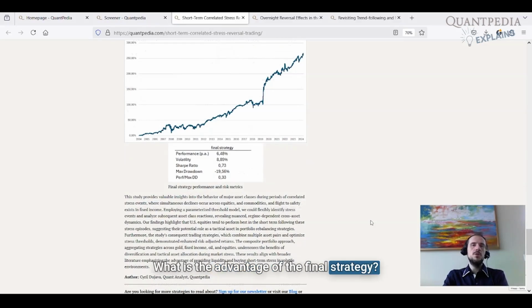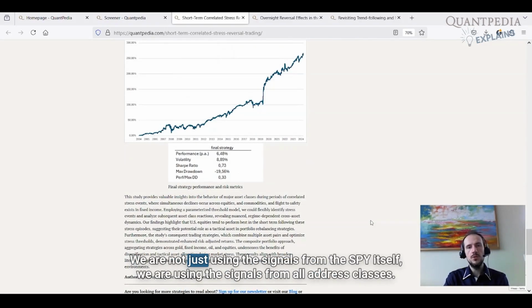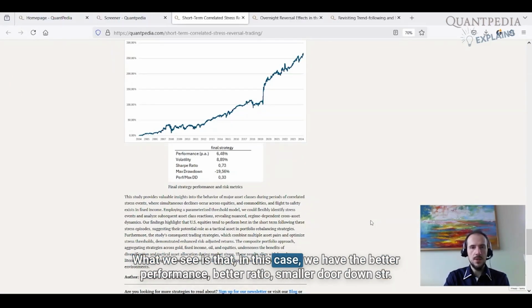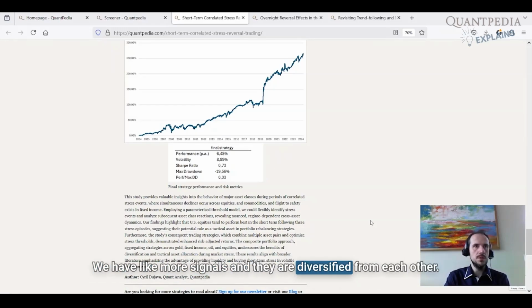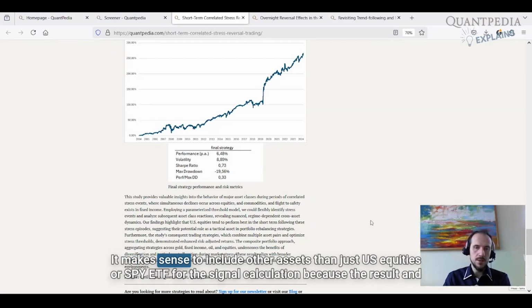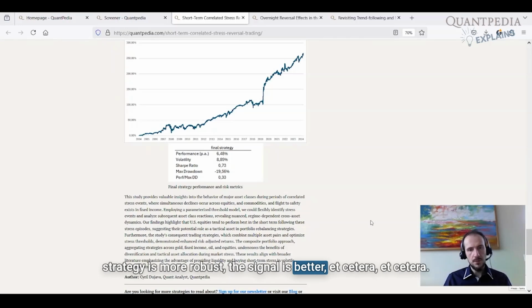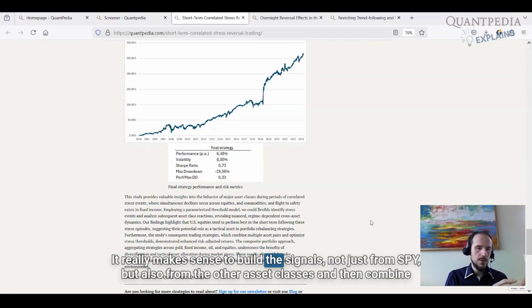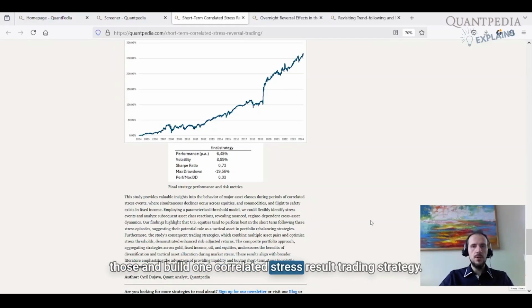What is the advantage of the final strategy? We have diversified signals. We are not just using the signals from the SPY itself, we are using signals from all other asset classes. In this case we have better performance, better Sharpe ratio, smaller drawdown, etc. We have more signals and they are diversified from each other. Once again, US equities or the SPY react very well, so we can build the reversal strategy on the underlying asset. It makes sense to include other assets than just US equities or the SPY ETF for the signal calculation, because the resulting strategy is more robust and the signal is better. It really makes sense to build the signals not just from SPY but also from other asset classes, and then combine those and build one correlated stress reversal trading strategy.